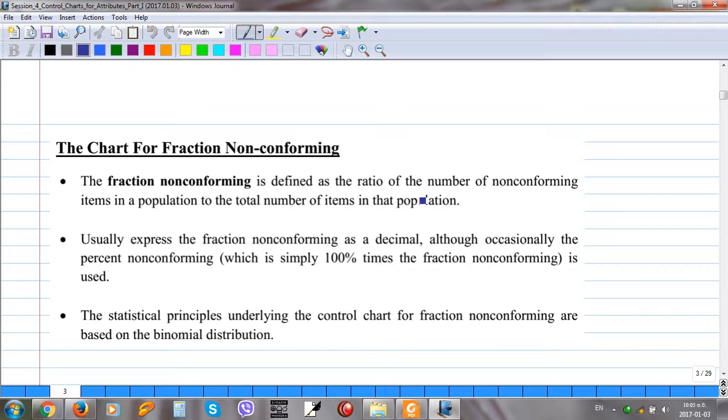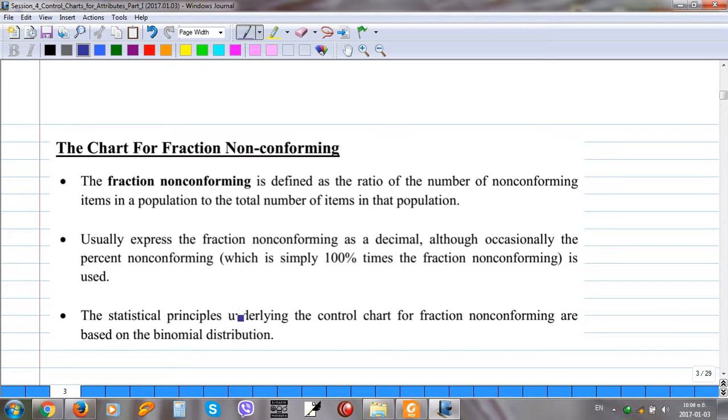It means if the number non-conforming is 10 and the total number in the population is 100, we can take the fraction as 0.1, right? That is the way. We usually express the fraction non-conforming as a decimal, although occasionally as a percent; if we need, we can convert it into a percentage by multiplying by 100.